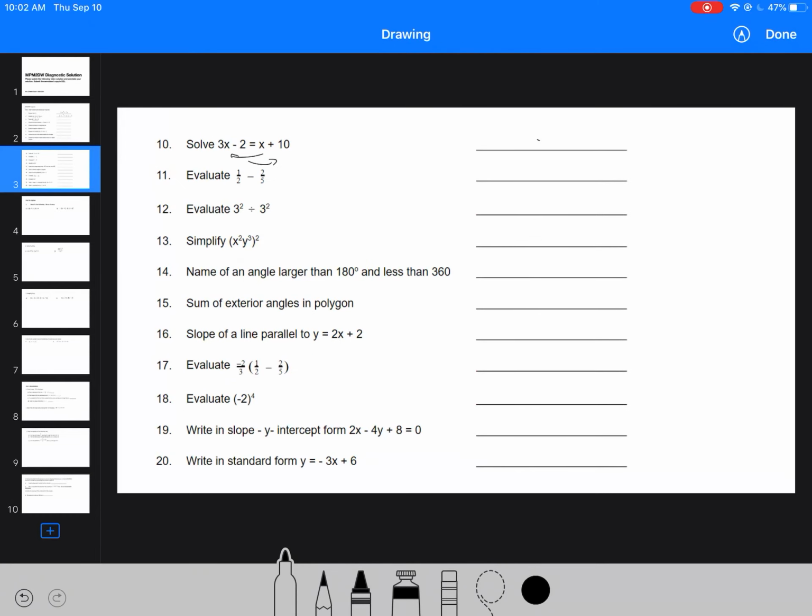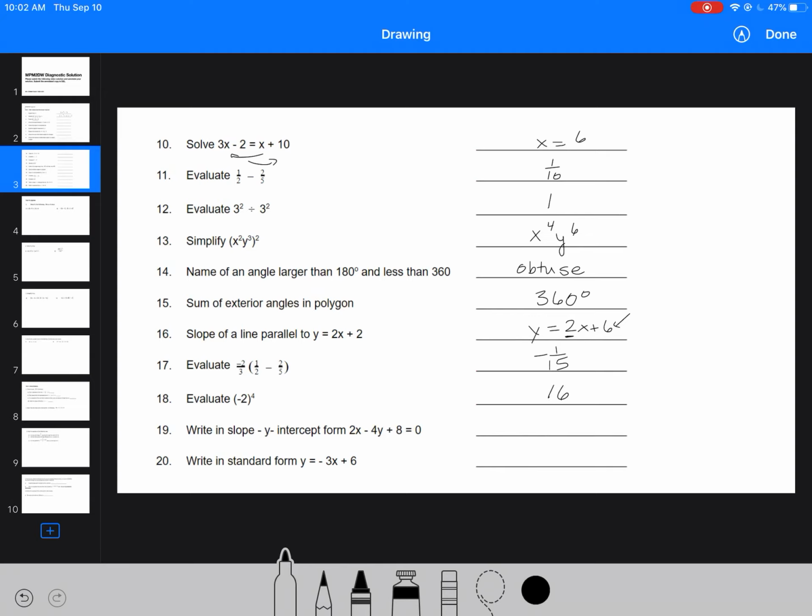Number 10, you should have gotten x equals 6, 1/10, 1, x to the 4, y to the 6. This is an obtuse angle. Sum of exterior angles in any polygon is always 360 degrees. Y equals 2x minus 6. You could have any number here for the 6, positive or negative. The important part is that the 2 is the same, so that the slope is the same and the lines are parallel. Number 17, you should have gotten minus 1 over 15.